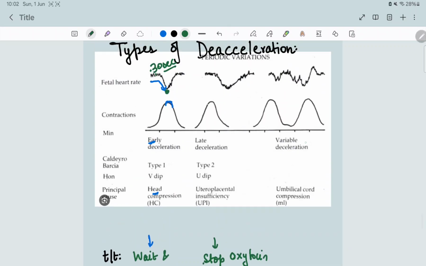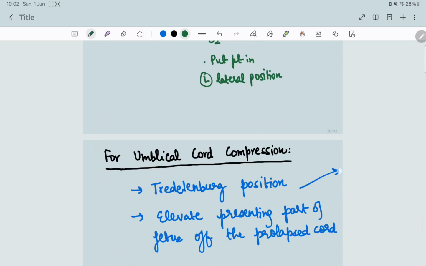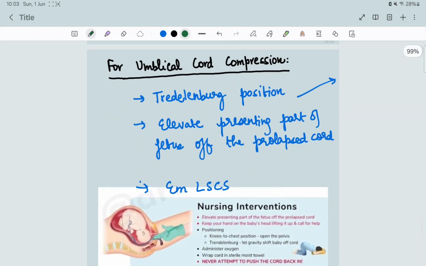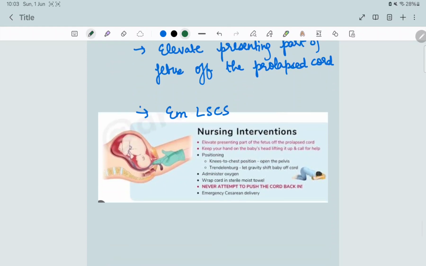And what is variable deceleration? Variable means that it is not coinciding with the contractions. It is seen in umbilical cord compression. In umbilical cord compression, this is very important, and it is the most dangerous type, I feel. We have to put the patient in the Trendelenburg position. Why Trendelenburg position? So that the head goes up and it is not pressing on the cord. Then we have to elevate the presenting part of the fetus off the prolapsed cord. And the treatment is emergency cesarean section.